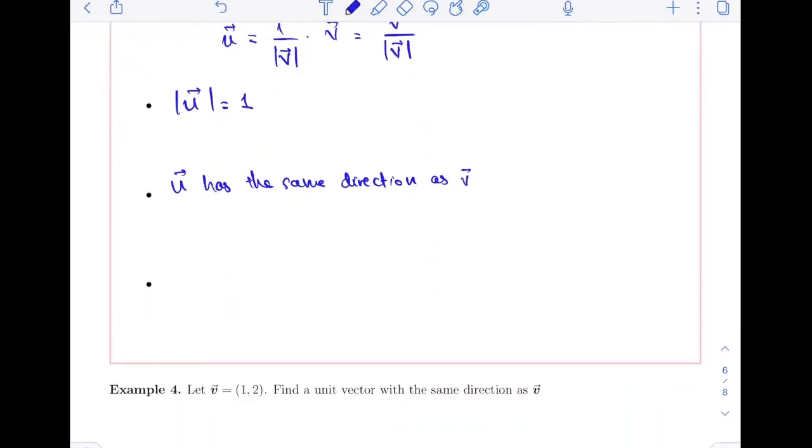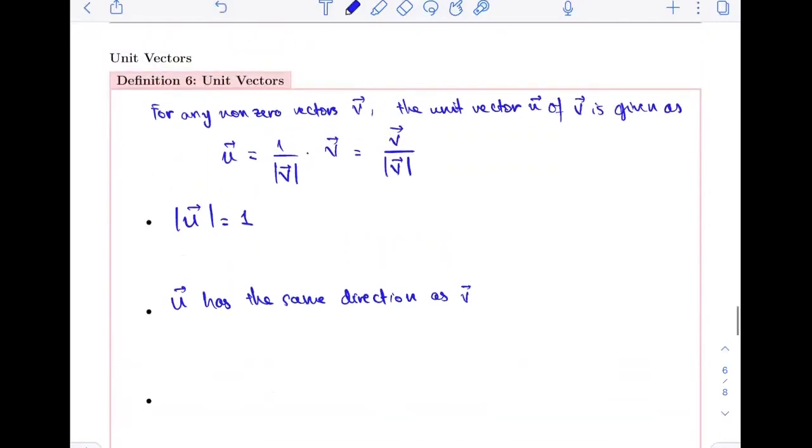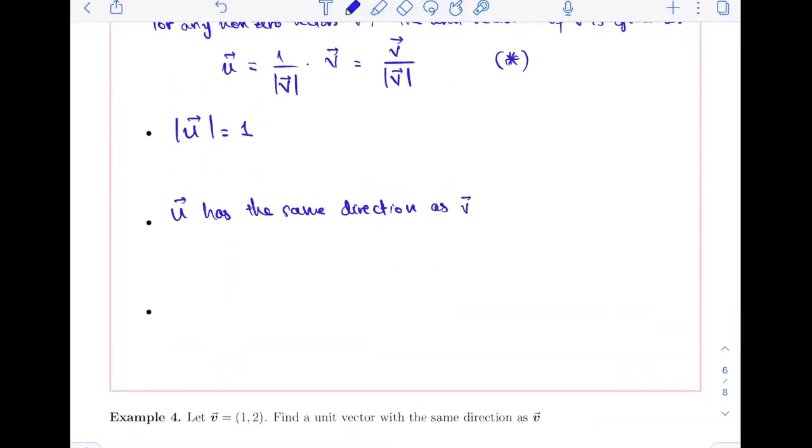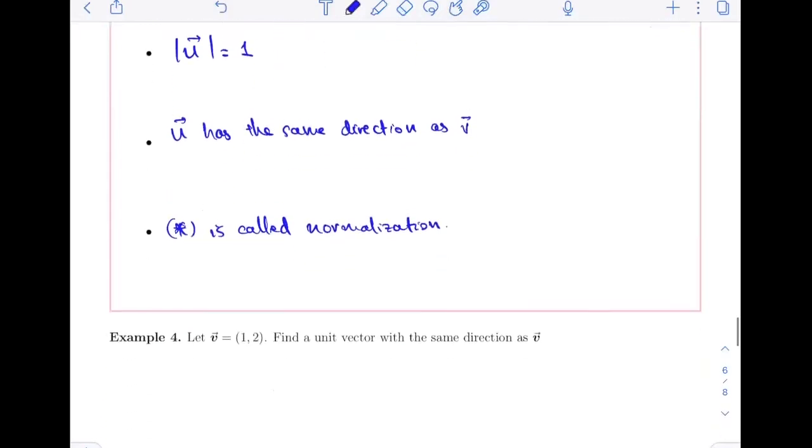And the last point for this particular concept is that, let me call this equation star. The name for this equation is, so star is also called a normalization process. So normalizations. So let's take a look at an example here.